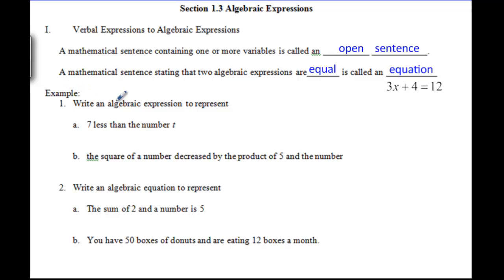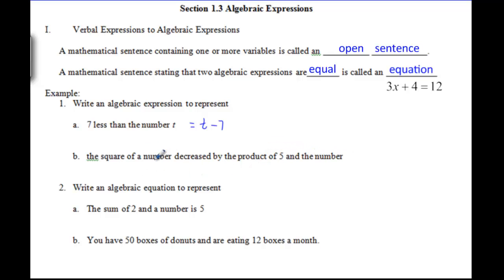Example 1. We want to write an algebraic expression to represent the following examples. If we have 7 less than the number t, if we take t and go 7 less, we have to go below. So t minus 7.